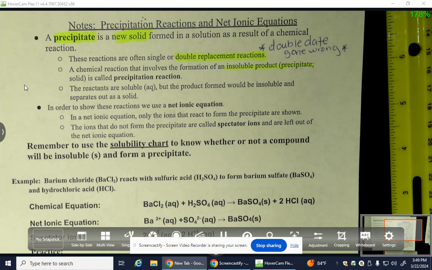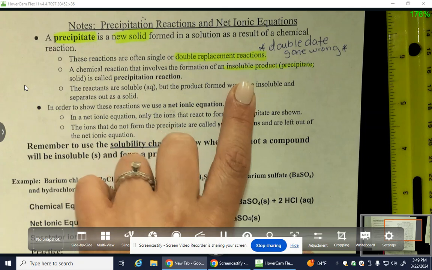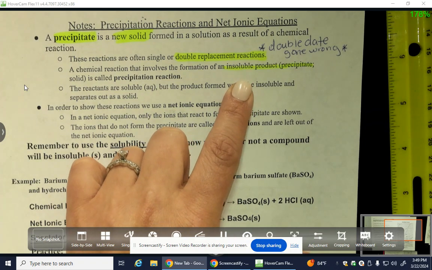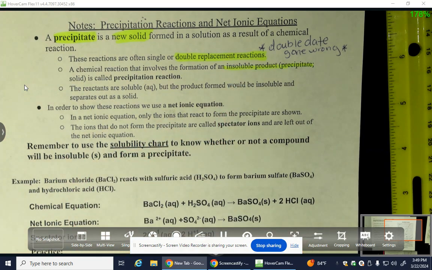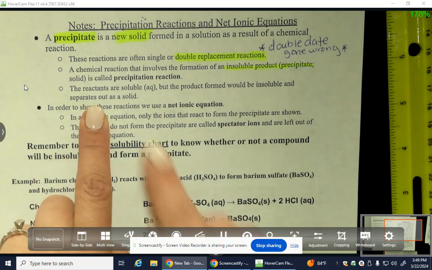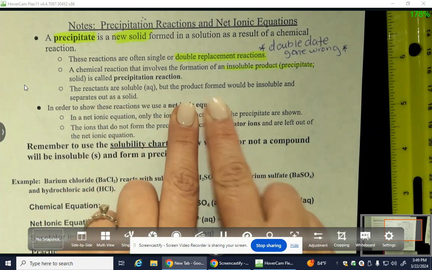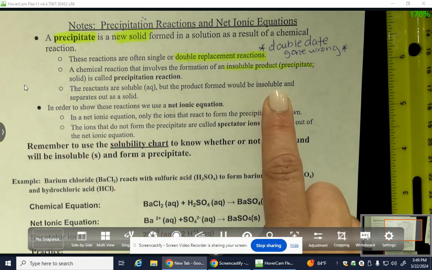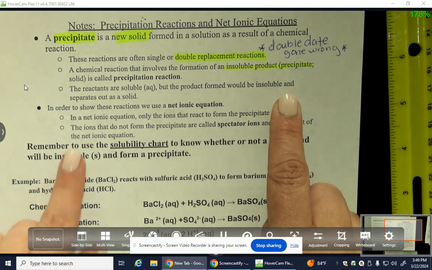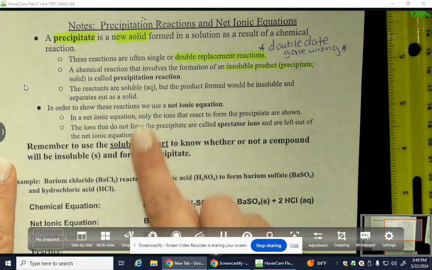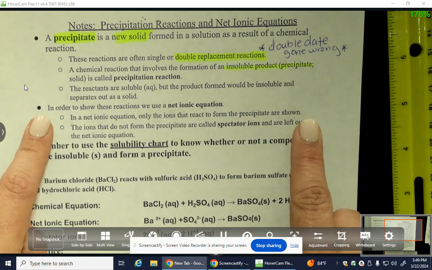So you have to be looking for a precipitate to form. Something insoluble should happen. If they're all soluble, they're all aqueous, then nothing happened, okay? The reactants are going to be soluble, but one of the products should be insoluble, and then you have the aqueous on the other one. Don't worry about this statement yet. We're going to get there next week, okay?